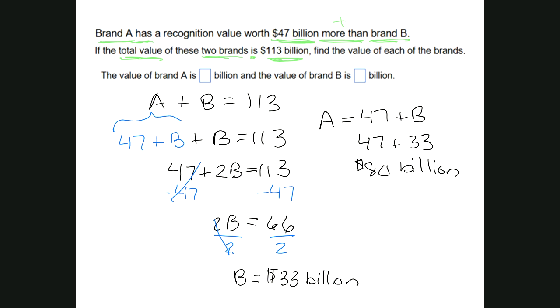Or you can do it a different way. You know the total for both companies, their brands, is $113 billion. If we subtract brand B from that, we will also get $80 billion, which is the remaining value for brand A. So brand A has $80 billion and brand B has $33 billion.